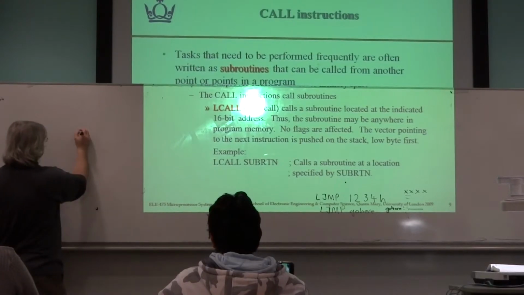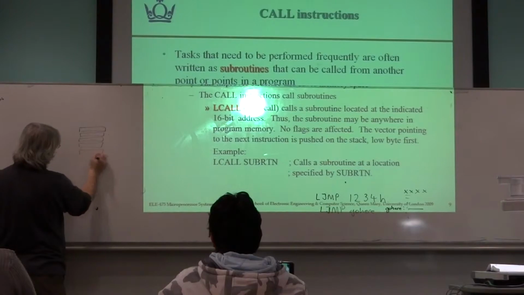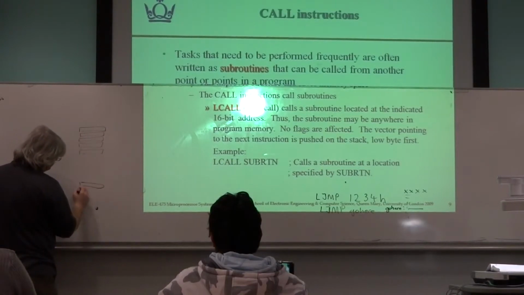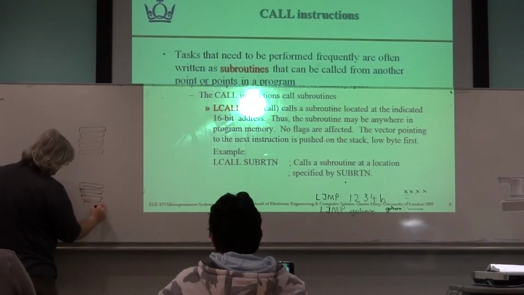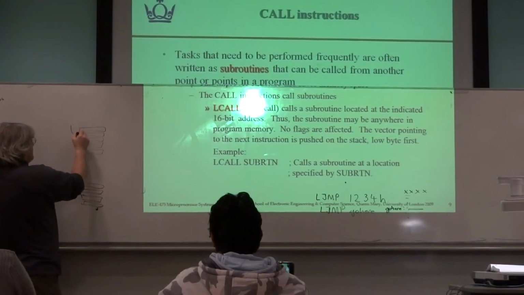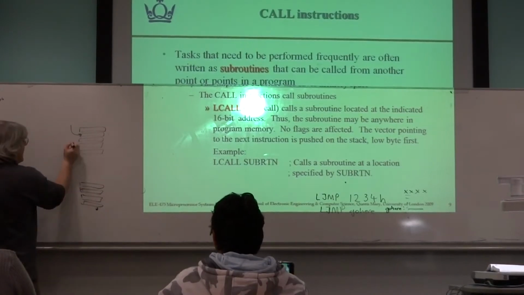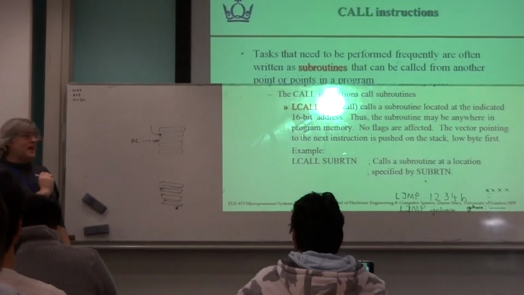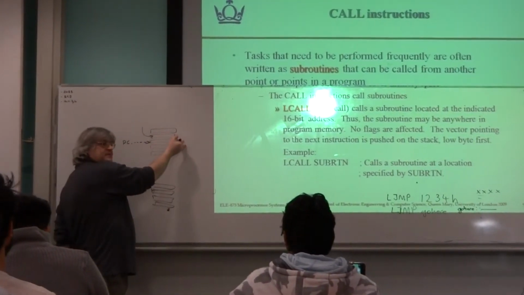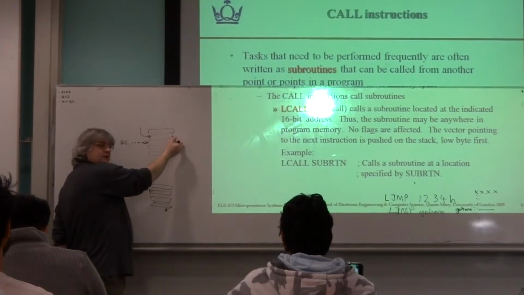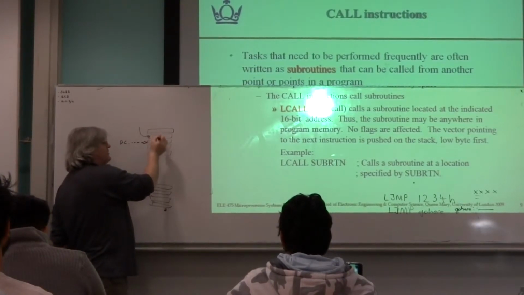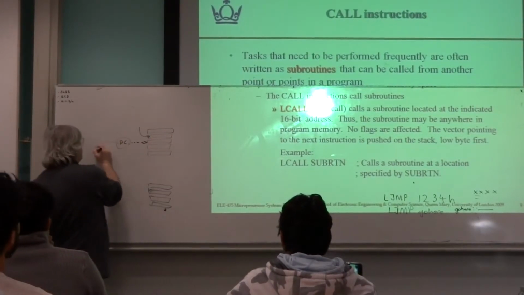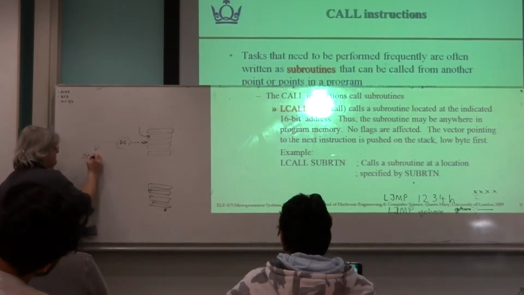If we've got a set of instructions here, and let's say that we're here now, the program counter will be pointing to the next instruction. If this instruction that we're running now happens to be a call, basically what we can do is temporarily store what's in the program counter on the stack.